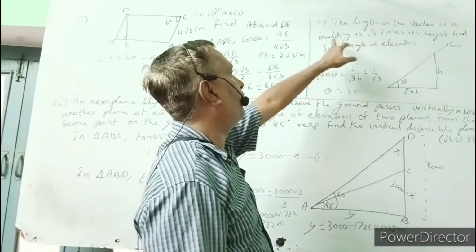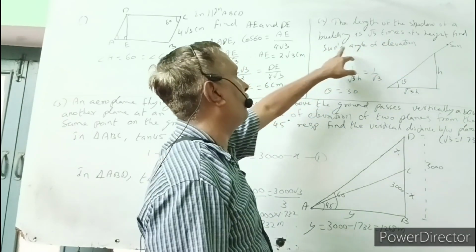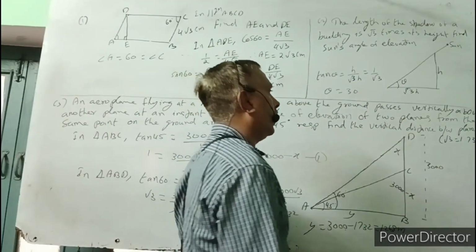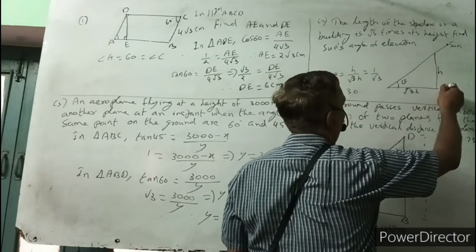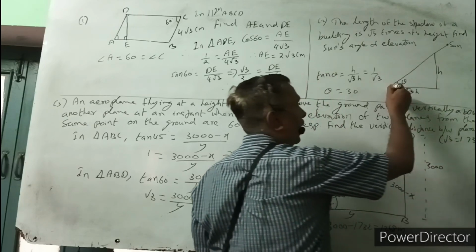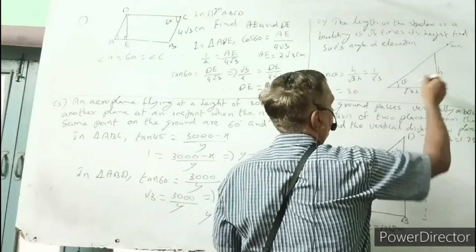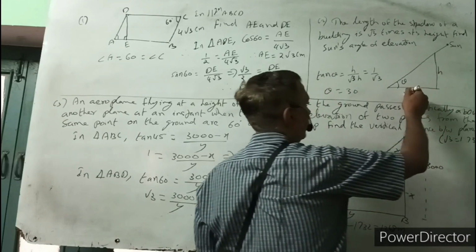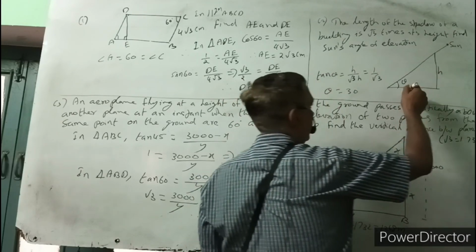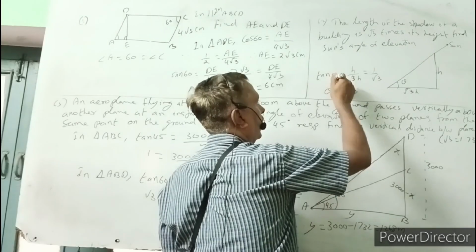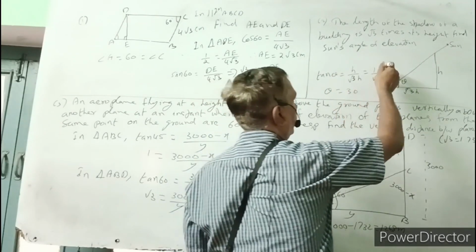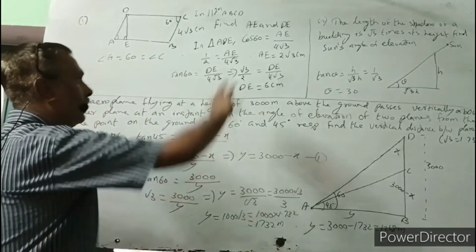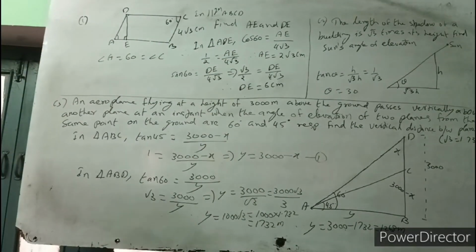The length of the shadow of a building is root 3 times the height of the building. Find the angle, means the sun's angle. So this is the building and this is the shadow. This is given as root 3 times the height. So this is h, then this is root 3h. So opposite and adjacent relation, so tan theta is 1 by root 3. The tan 30 is 1 by root 3, so theta is equal to 30 degree. That type of one mark questions you can expect.